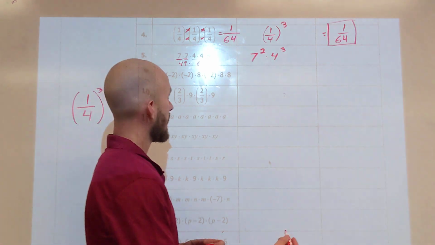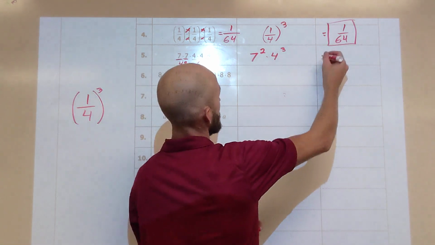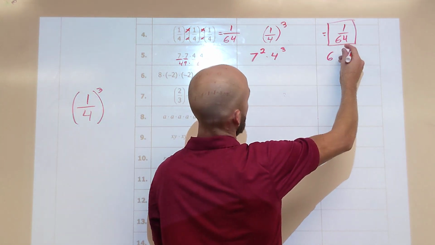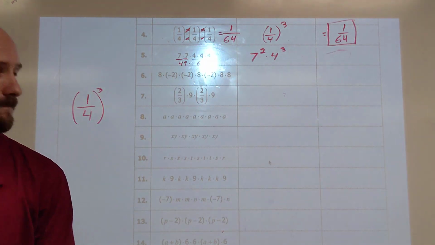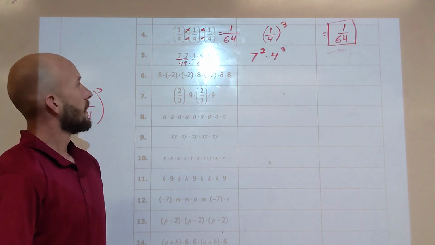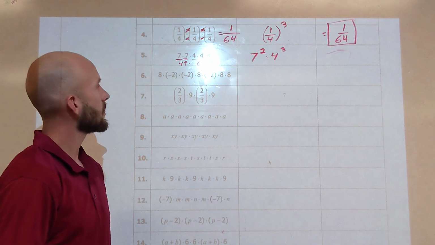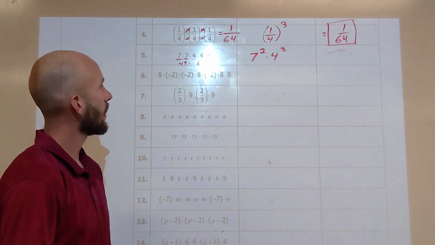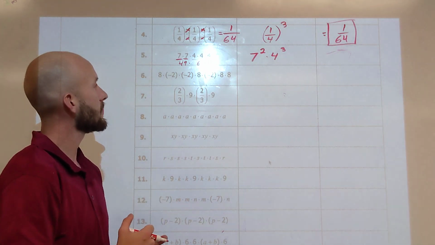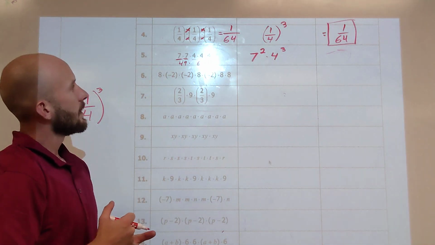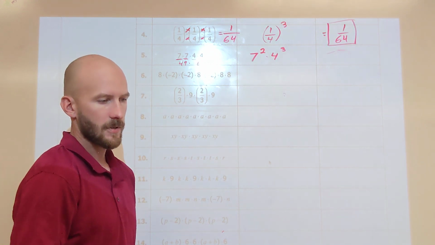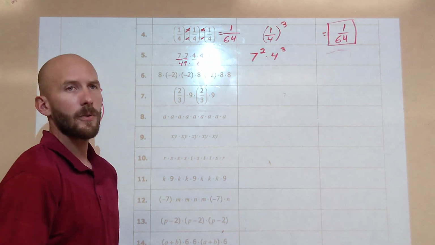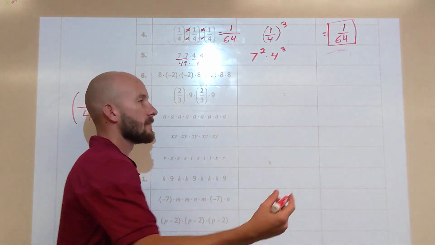6,336. 6,336? I got 3,136. Uh-oh. We've got different answers. Yeah, no, he's right. So what would that be? If I took it times 100, that'd be 6,400. Half of that would be 3,200. And then I would have to subtract 64, so that would be 3,136. Yeah.